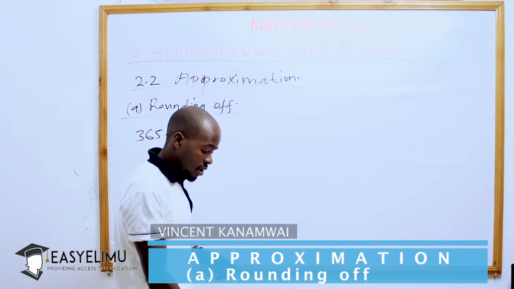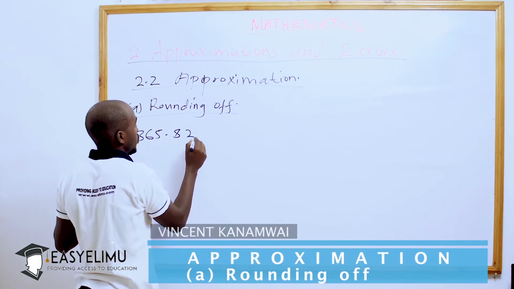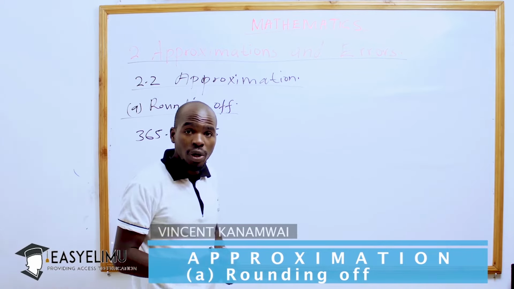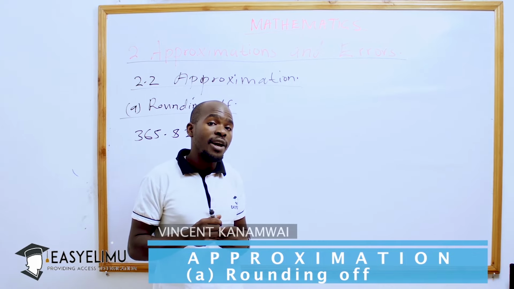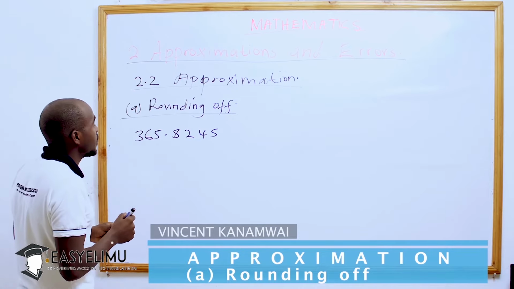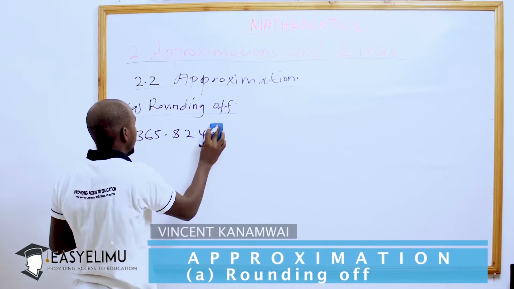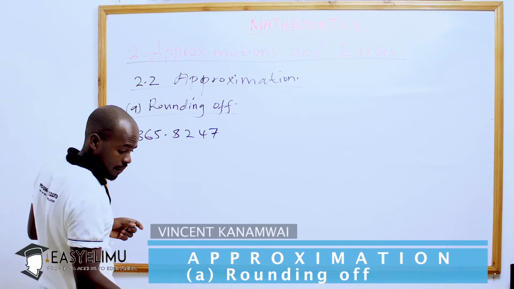If you have been asked, let's exceed it a little. Let's take 8245. In case you want to round off any given number, the first thing you will do is identify the number to be rounded off. Actually, let me make it a little bit different so that we may not confuse.